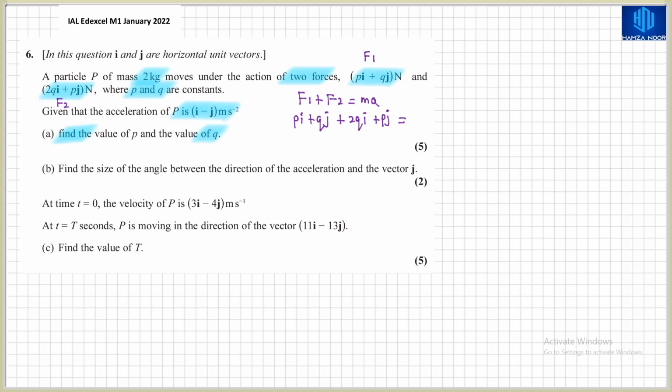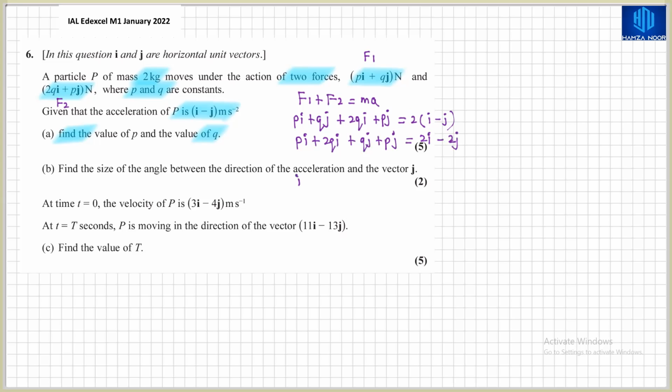The mass of the particle is 2 and the acceleration vector is given to us as i minus j. We are going to solve this equation by comparing the coefficients of i and the coefficients of j in order to find the values of p and q. I'm going to separate the terms in i and the terms in j. So pi plus 2qi plus qj plus pj is equal to 2i minus 2j.